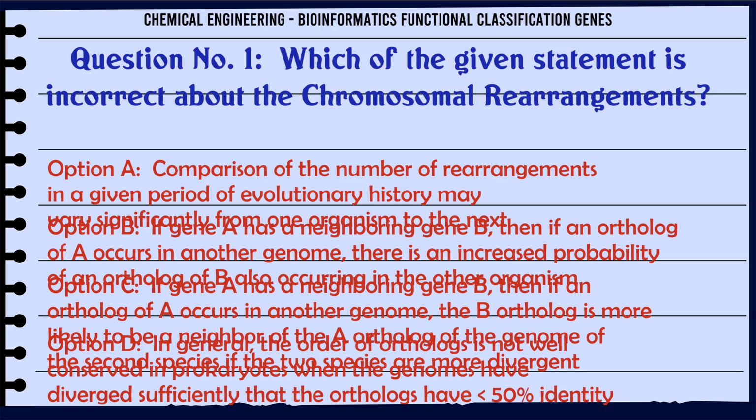C. If gene A has a neighboring gene B, then if an ortholog of A occurs in another genome, the B ortholog is more likely to be a neighbor of the A ortholog in the genome of the second species if the two species are more divergent. D. In general, the order of orthologs is not well conserved in prokaryotes when the genomes have diverged sufficiently that the orthologs have 50% identity.